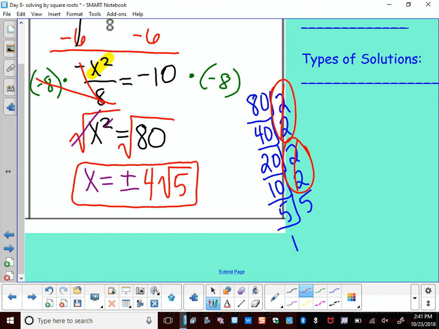What type of solutions do I have here? 2 real. They're all real numbers. 2 real solutions. Wait, how do you know when it has an i? When there's a negative. If there's a negative under the radical, then you bring the i out.